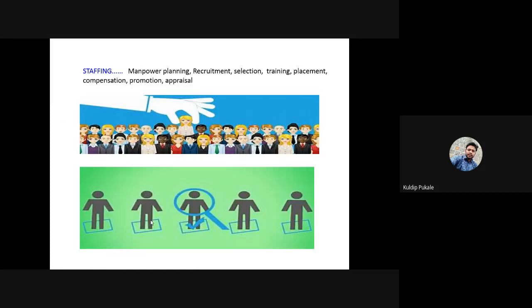Then staffing: manpower planning, recruitment, selection, training, placement, compensation, promotion, and appraisal. After completing the organization structure, staffing is necessary to select a proper person for performing the proper operation.